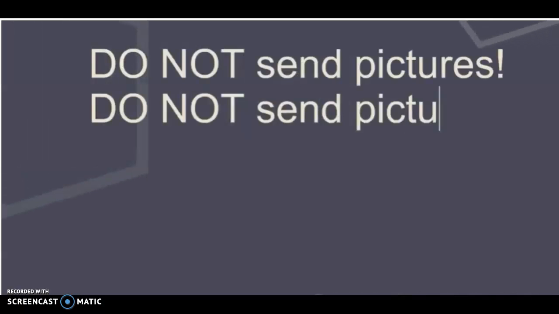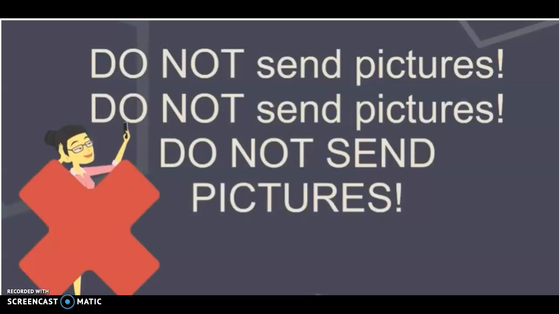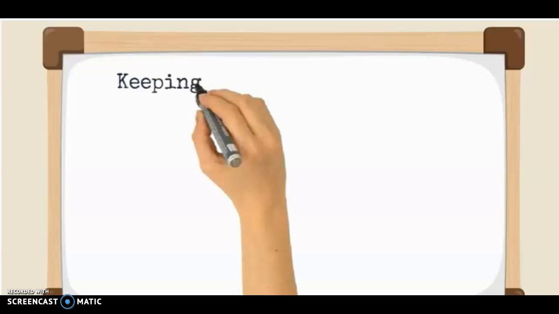The next tip for students is very important. Do not send pictures of yourself to strangers, or do not send inappropriate pictures to people who you do not truly know.